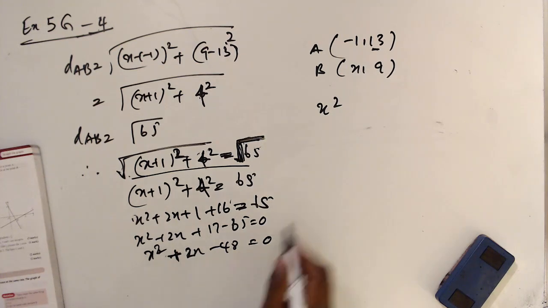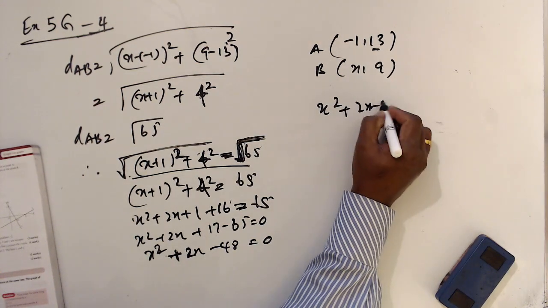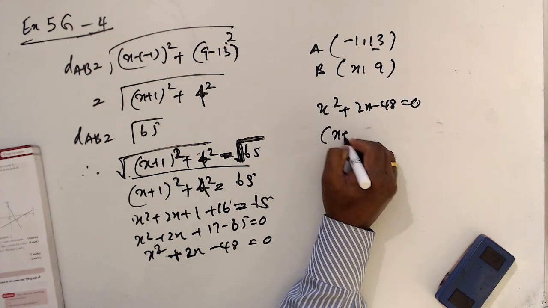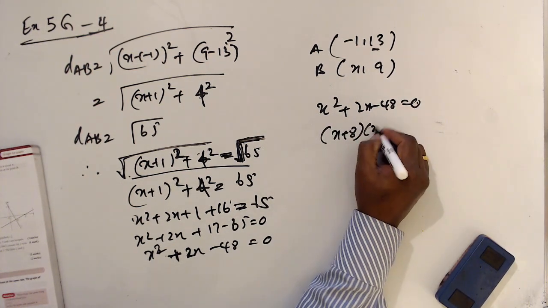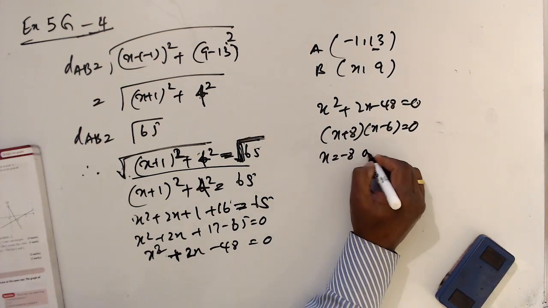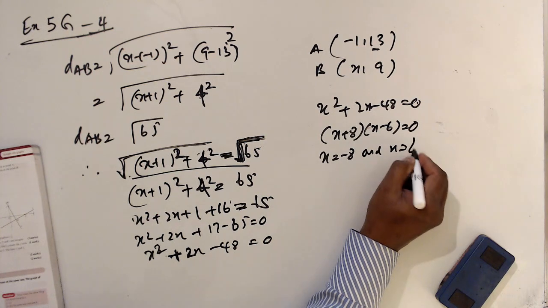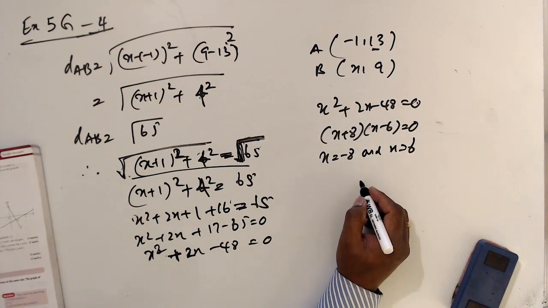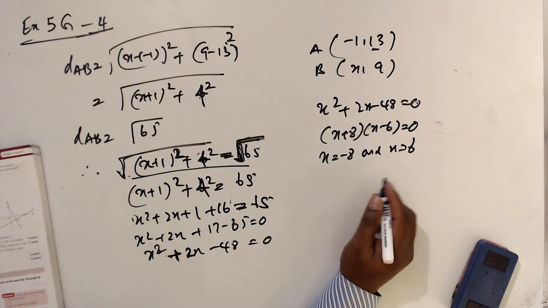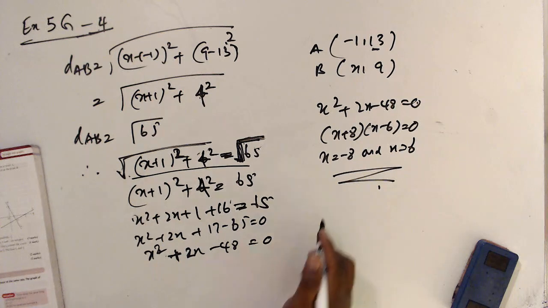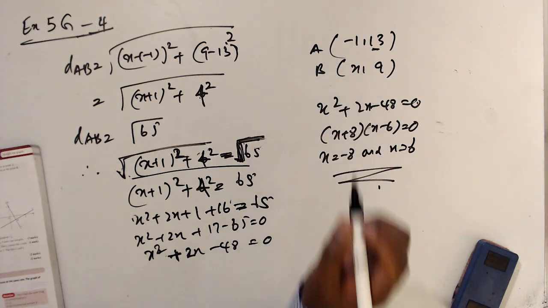Then x squared plus 2x minus 48 equals 0. (x plus 8)(x minus 6) equals 0, x equals minus 8 and x equals 6. But yeah, that's fine. They are two possible values. x values are not distances, they are coordinates.